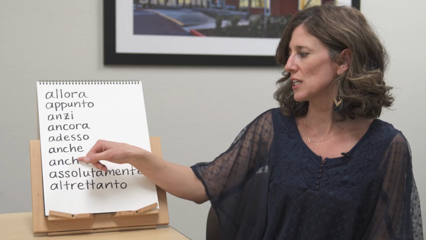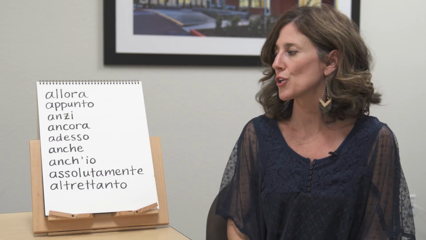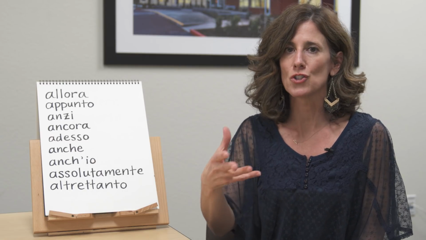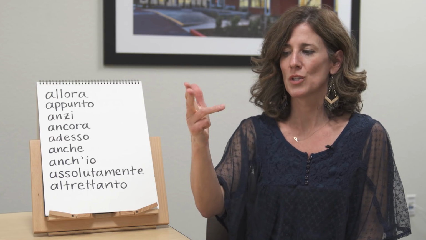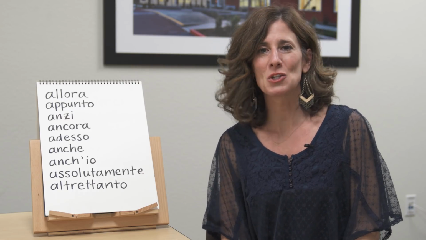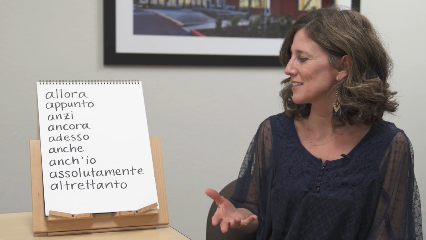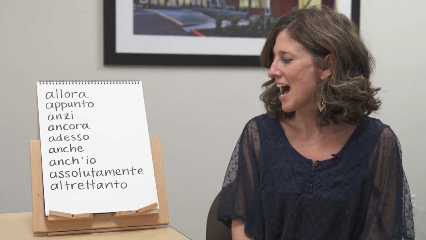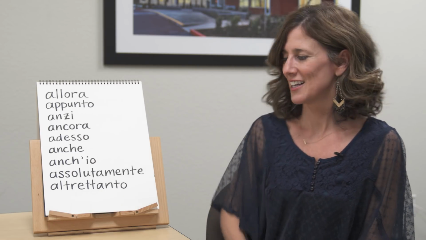If you see an apostrophe in between two words, don't stop. Just continue with the pronunciation as if it was one word. So this means also, the io is included. It means me too. Also I, me too. Anch'io. I love this word. It's 6 syllables. It's really long, but it feels very satisfying to say. Assolutamente. Can you guess what it means? Well, maybe not. It means absolutely. Okay, and the last one, altrettanto.